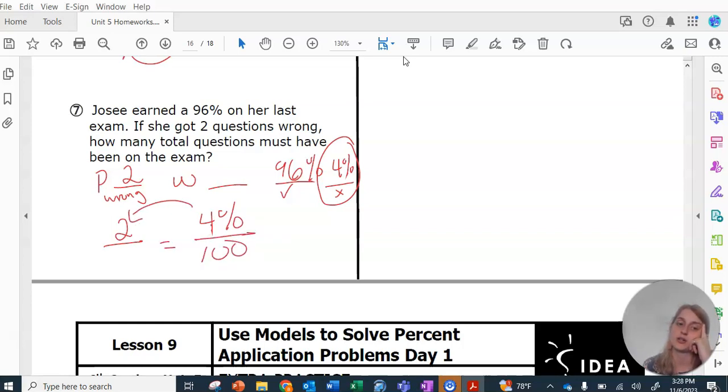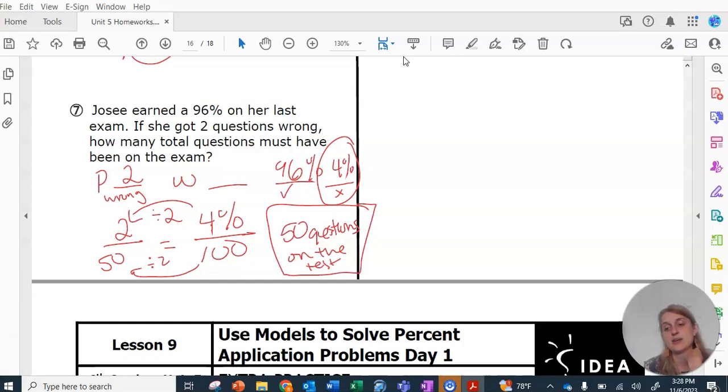If I start at 4 and I go to 2, I'm dividing because I'm getting smaller. I'm cutting 4 in half. That means I'm cutting 100 in half. There should be 50 questions on her test. 50 questions on the test. Done with our homework.